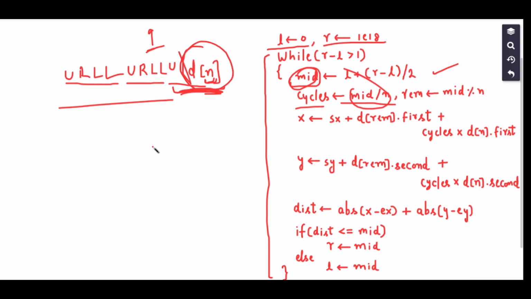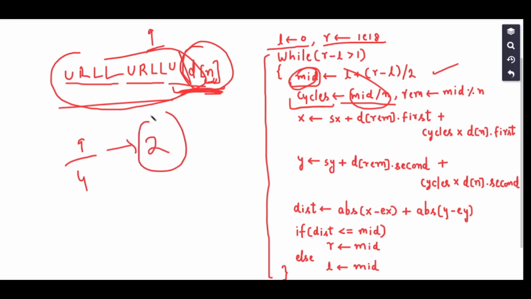Okay, so this is what I am calculating here, the cycles. That can be calculated by simply dividing by the length of this string. So I have 9 divided by the length, let's say, 4. It is going to give me 2. So 2 complete cycles, which is clear from this definition. We have to take 2 complete cycles of this forecast string, because it is given in the problem statement that the forecast is periodic.